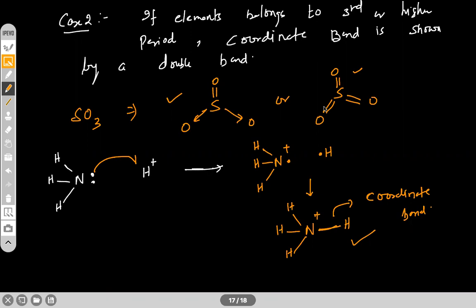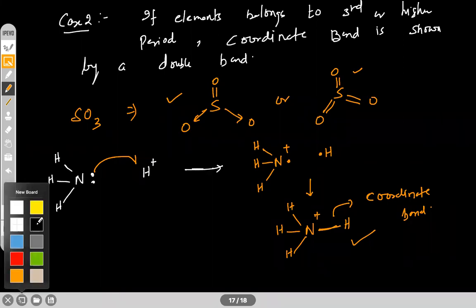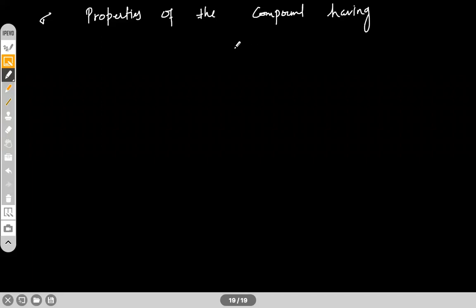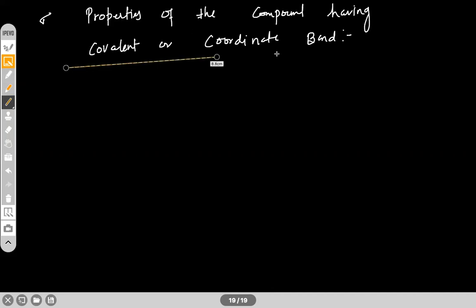Done. Okay, next, write down properties of the compound. Write down the properties of the compound having covalent or coordinate bond.